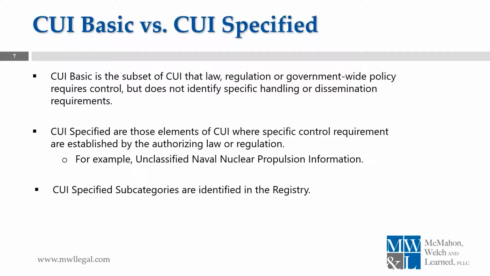Under controlled unclassified information, there's two categories. There's CUI Basic and there's CUI Specified. And the difference is if you have something that is CUI Specified, there is a specific law or regulation that is going to control how that is to be protected and how that is actually going to be potentially released. Under CUI Basic, it's simply a government-wide policy that requires the control. And whether these two categories are applicable is actually identified in the registry.